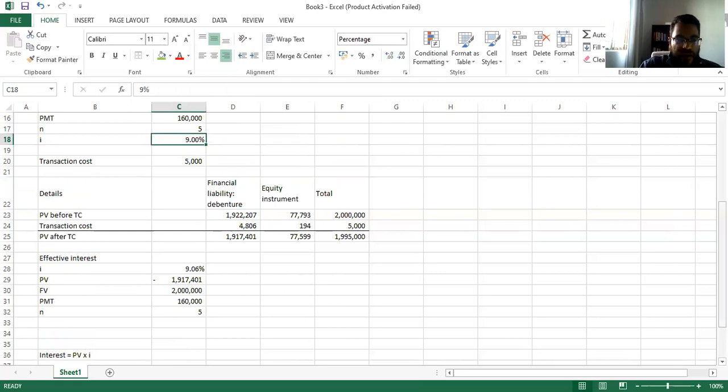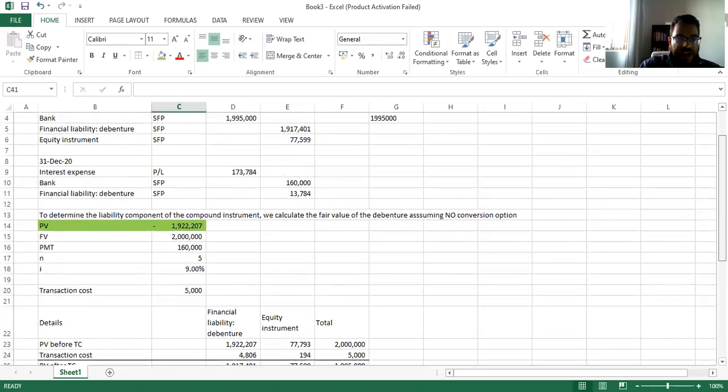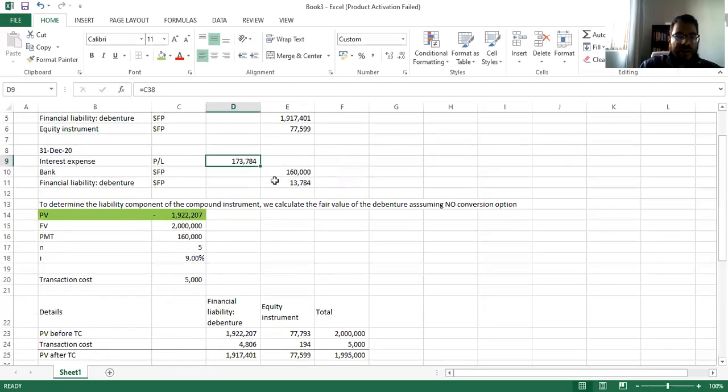So when we work out our present value, the interest needs to be based on the one including transaction costs, and the effective interest rate that takes into account transaction costs. So therefore, the journal would have changed. The journal still remains the same, but the amounts have now changed. Thank you, Kudzai, for pointing out. I totally forgot about the transaction costs. So thank you for pointing it out.